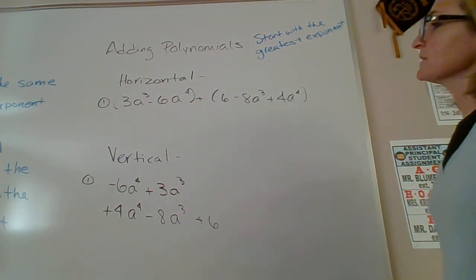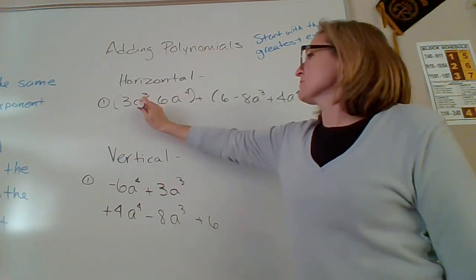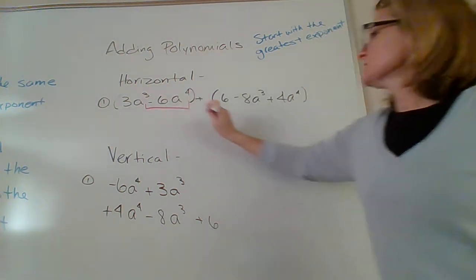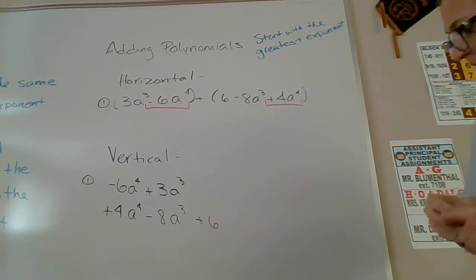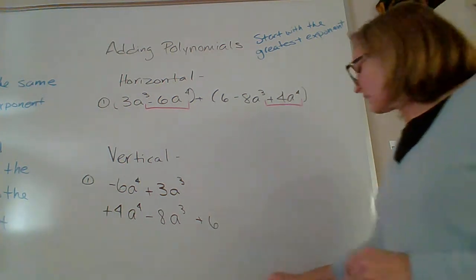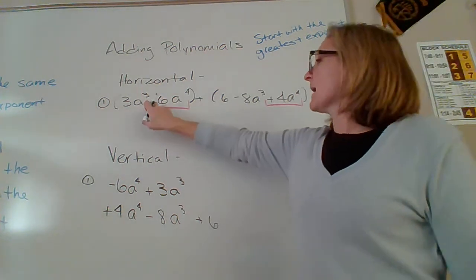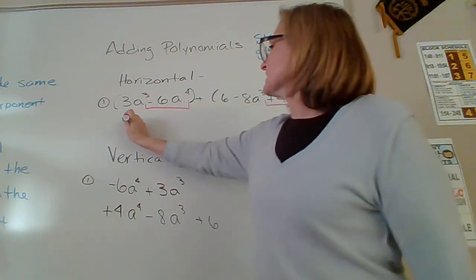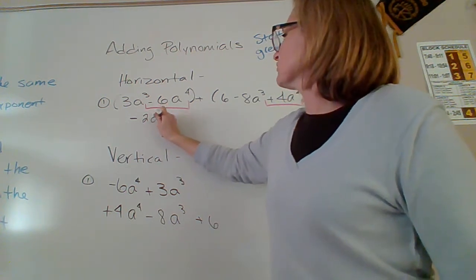All right, so when I look at the horizontal method, I'm looking for the variables with the highest powers. Make sure to consider the sign in front of that term as part of the term. So I have two terms with a fourth power. We add them together by combining the coefficients. That's going to give us a negative 2a to the fourth power.